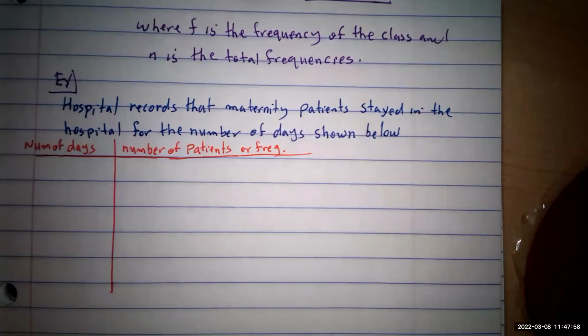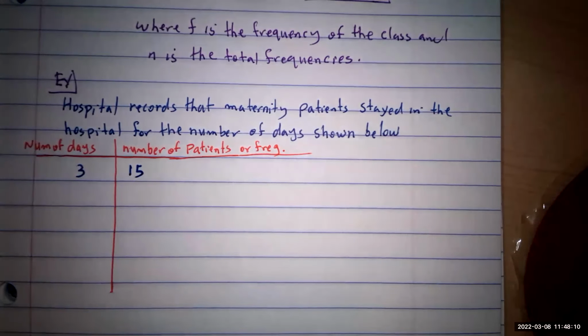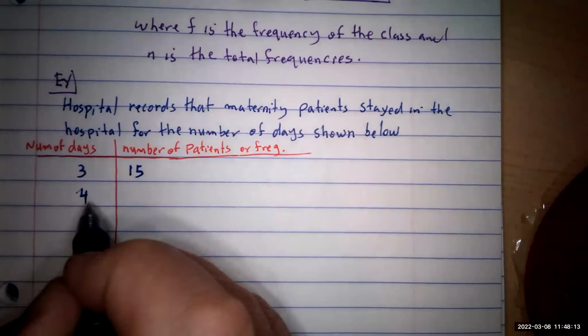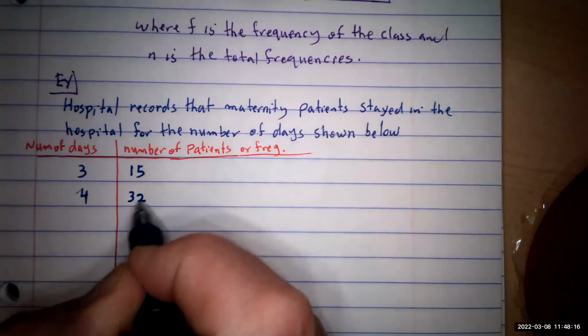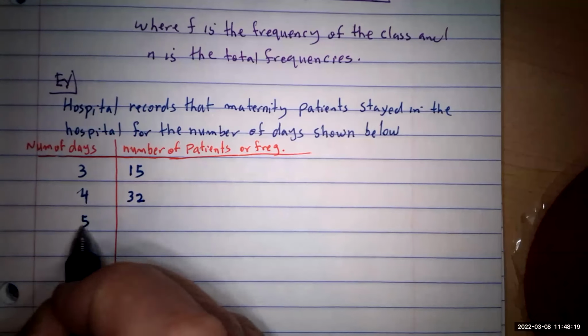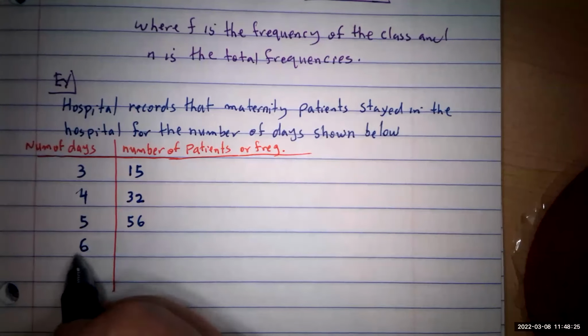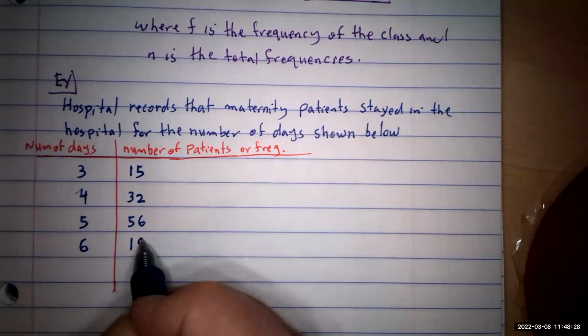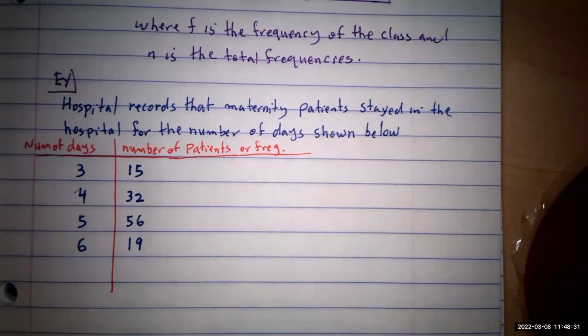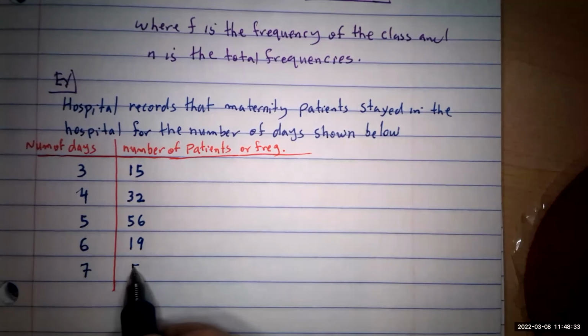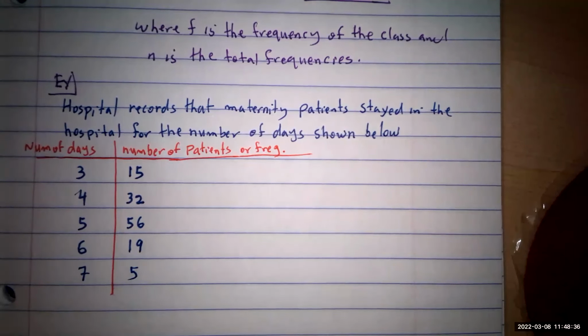So we have 3 days. The number of patients is 15. So the frequency of this class is going to be 15. For 4 days, we have 32. For 5 days, we get 56. For 6 days, we get 19 patients that are in the hospital for 6 days. And for 7 days, we get 5 patients. So the number of patients and the frequencies are going to be the same thing.